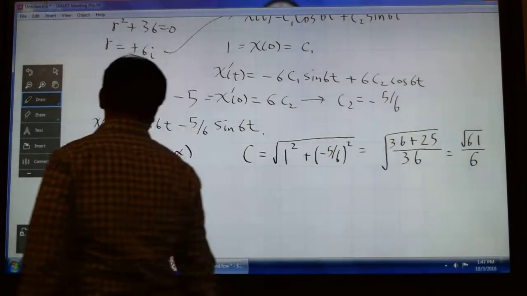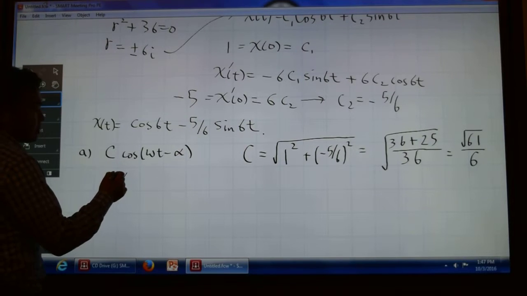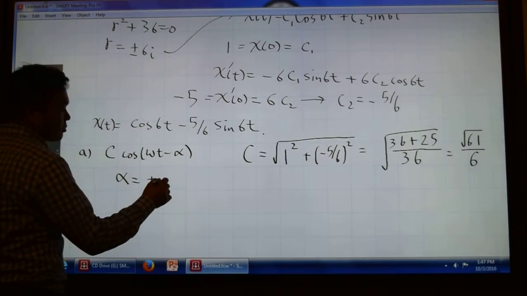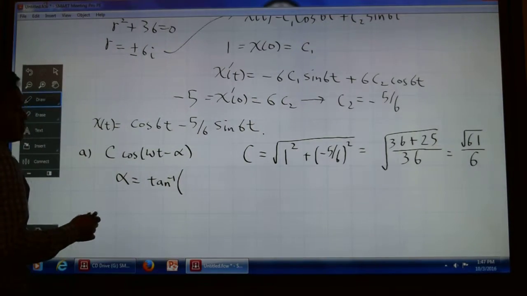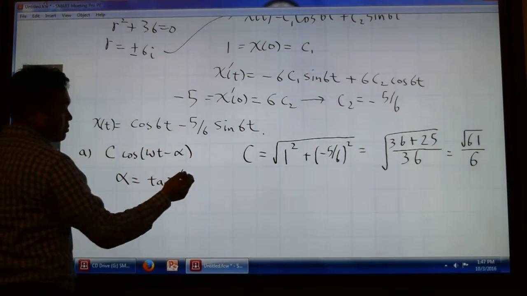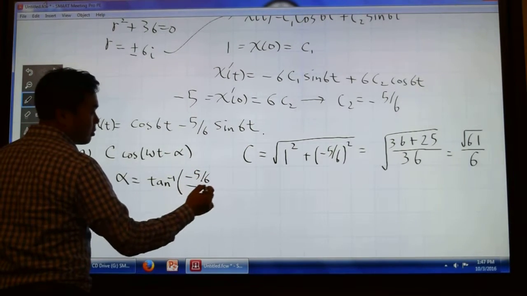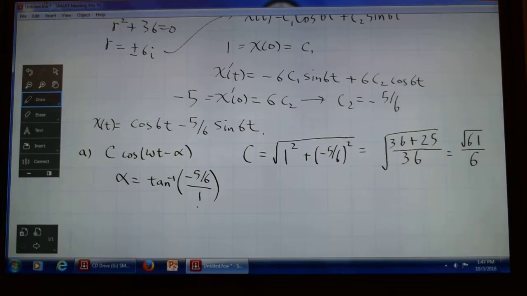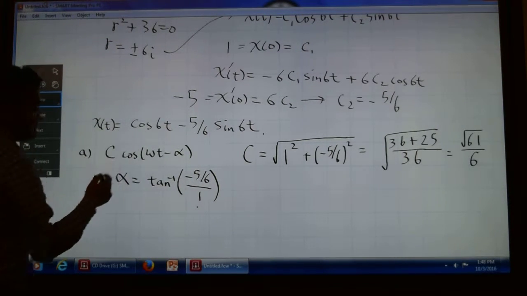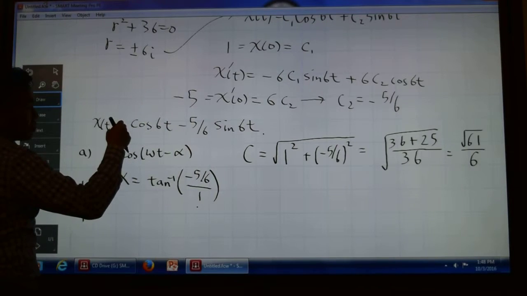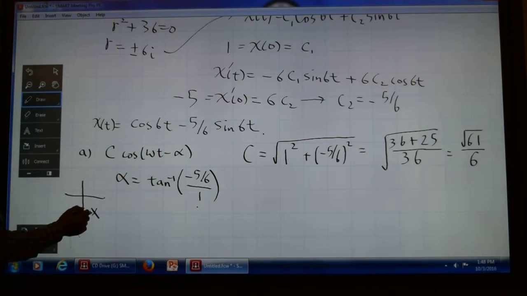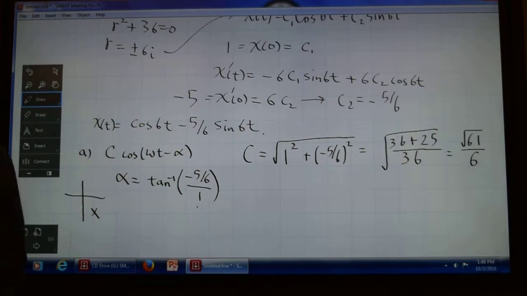So that's your C. And then your alpha is tangent inverse of b over a, right? So it's negative 5/6 over 1. But then you also need to figure out which quadrant this is at. Because the x-coordinate is positive and the y-coordinate is negative, you're in the fourth quadrant. If you're in the fourth quadrant, you have two options. You may just not add anything at all, or if you want everything between 0 to 2 pi, the thing that you have to add is 0, pi, pi, 2 pi.